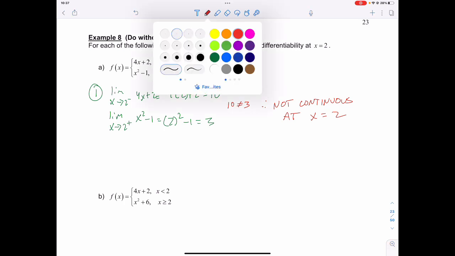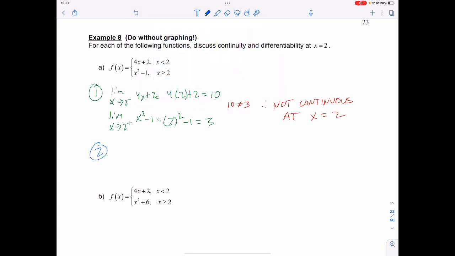Because this is not continuous, it is therefore not differentiable at x equal to 2. As soon as we know that it is not continuous, it can't be differentiable.